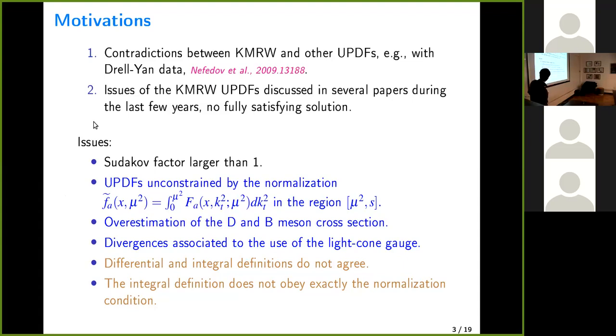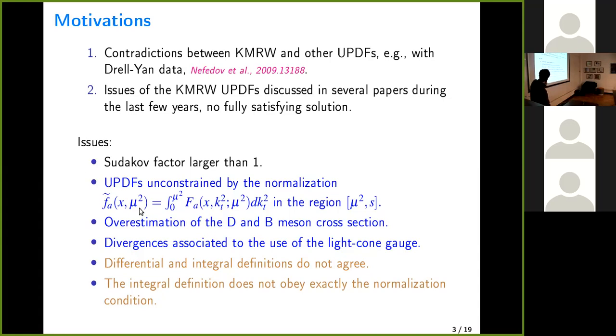So just to have an idea, I have some kind of color code: the lines which are in the same color have related issues. For instance, one of the issues is that they use a Sudakov factor, which should in principle be smaller than one, but sometimes it is larger than one. So this is one of the issues.